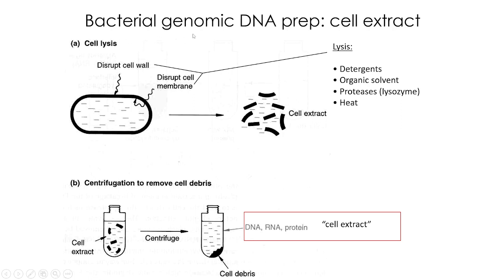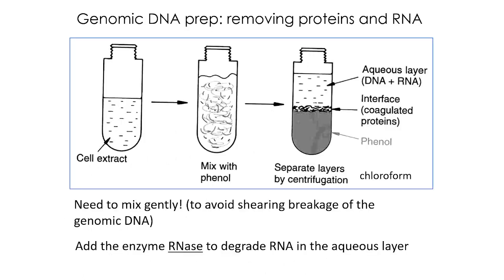So thinking of the bacterial genomic DNA preparation of the cell extract, you have to disrupt the cell wall and the cell membrane by lysis using detergents. You can use lysozyme, heat, organic solvents, and detergents like sodium dodecyl sulfate, some charged detergents, and some harsh chemicals like NaOH. So you remove the cell debris and you get the cell extract. You have the DNA, RNA and the proteins in this cell extract.